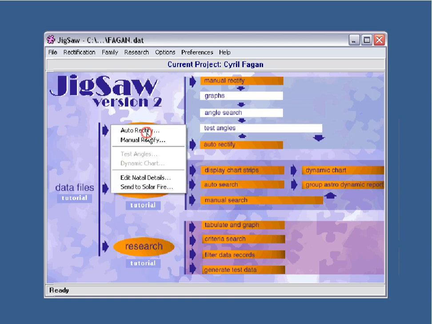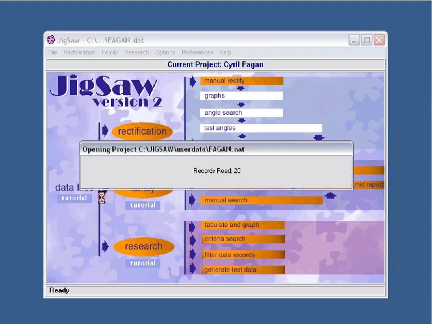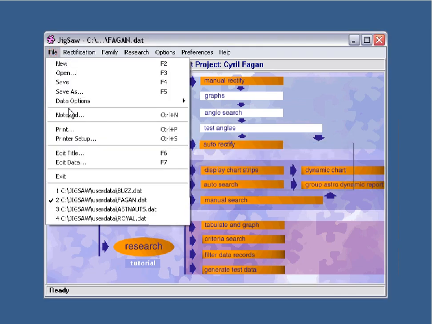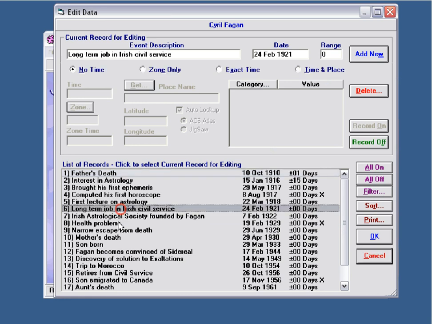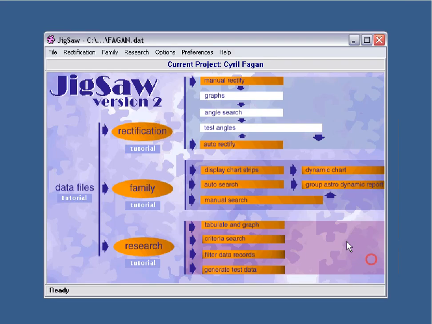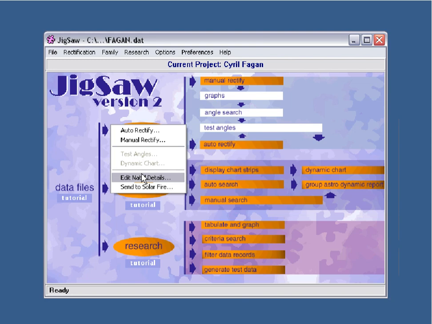And one more important point. Remember, never put the birth date in this list. Don't put the birth date there. Remember that one, that's important. Your birth details go in here. And this is also where you can change the range.